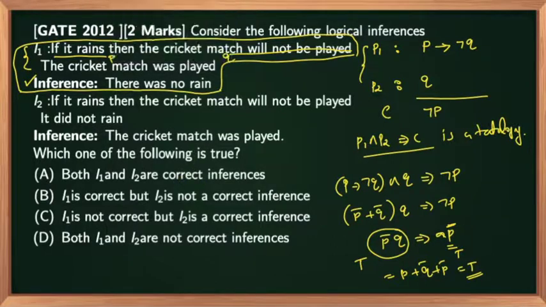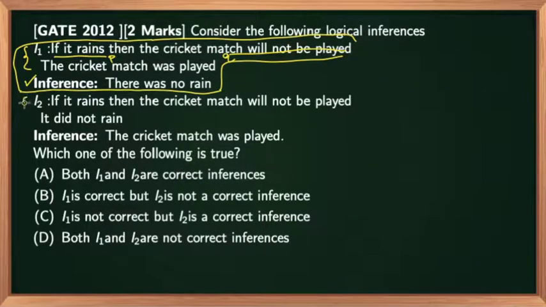Okay, now let's see the second inference. So these are the premises. It says if it rains, then the cricket match will not be played. Here I again have two premises, P1 and P2. P1 says if it rains, so we assume P means it rains, right? So P implies the cricket match will not be played. That is the same as not Q. And the second premise says it did not rain.